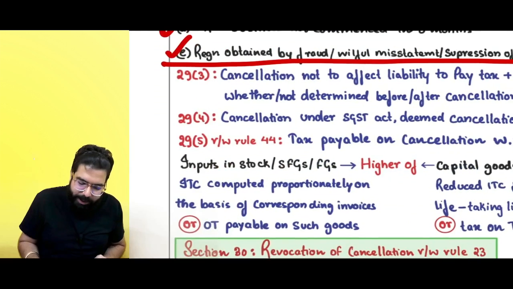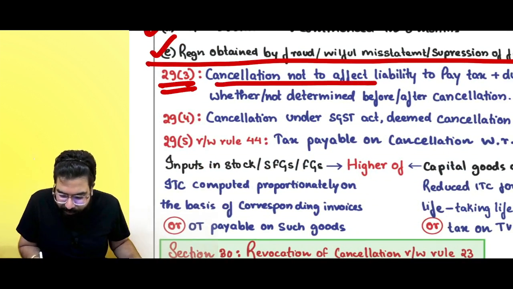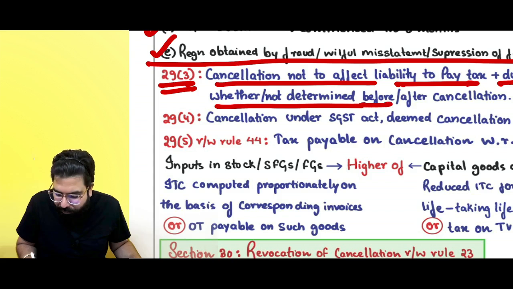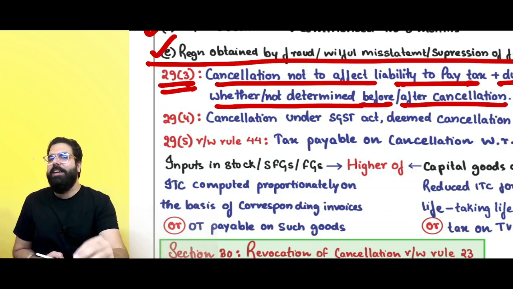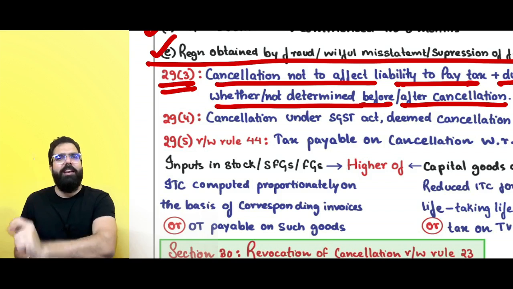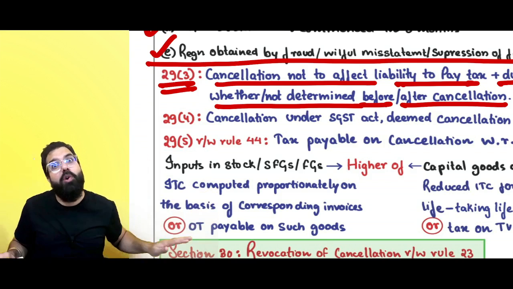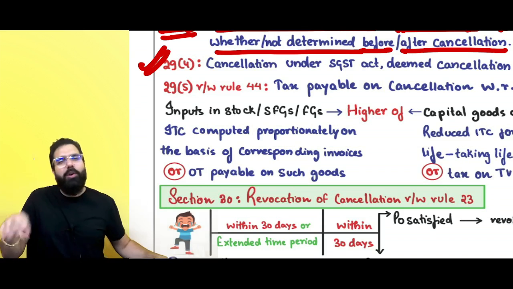Section 29(3) says cancellation does not affect the liability to pay tax and dues, whether determined before or after cancellation. Your liability has to be paid whether it was determined before cancellation or a demand order has been raised after cancellation. You have to pay the liability which is there.